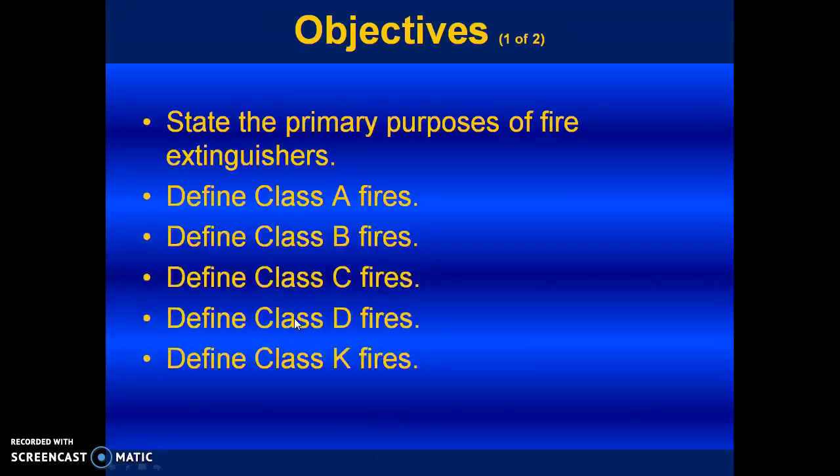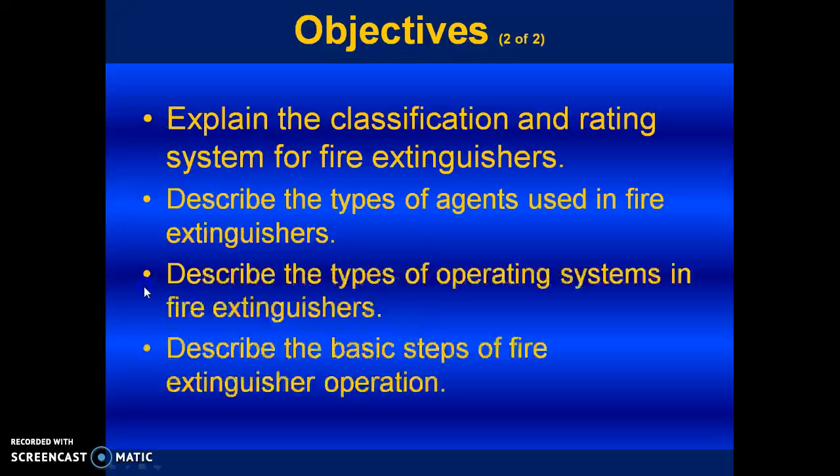Class objectives will state the primary purposes of fire extinguishers for extinguishment on Class A, B, C, D, and K fires. They'll explain the classifications and the rating systems for the fire extinguishers, describe the types of agents used in the fire extinguishers, describe the types of operating systems in the fire extinguishers, and the basic steps for the fire extinguisher operation.